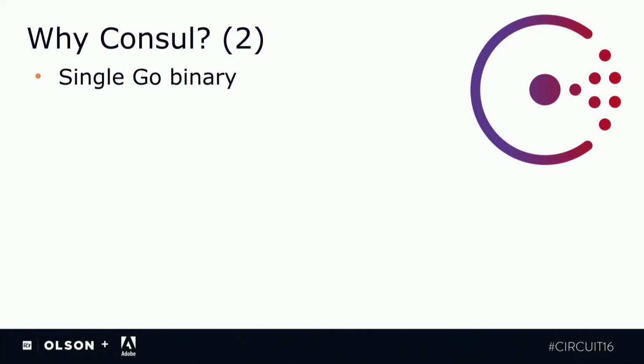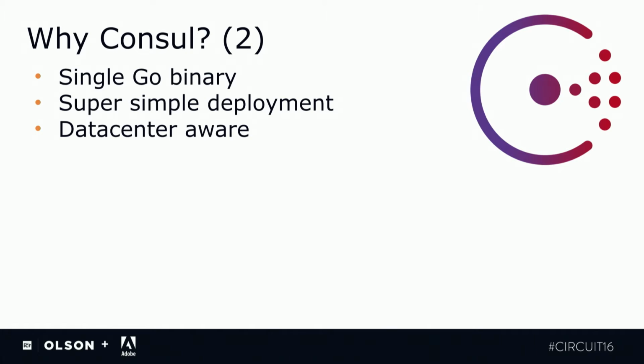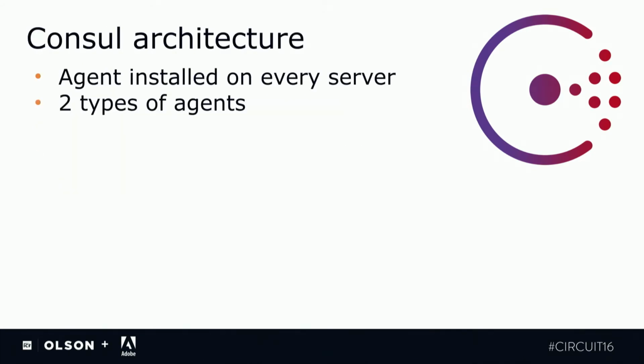So Consul is written in Golang. It's a single binary, nothing fancy. It has a single configuration file, so it's super easy to deploy. It's aware of data centers or like zones, so you can use that to separate your infrastructure logically. So you have like an EU region or US region, and you can use Consul to reflect that in your configuration.